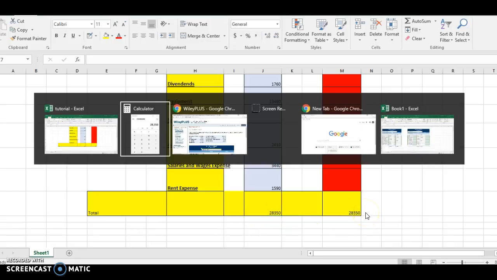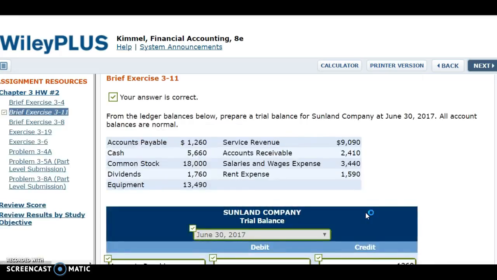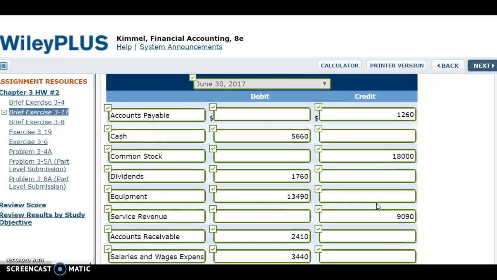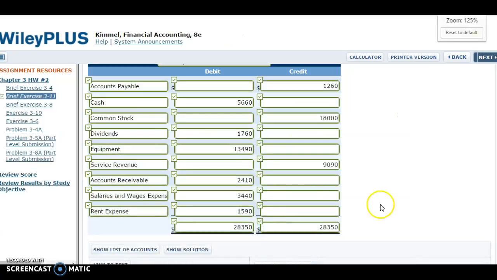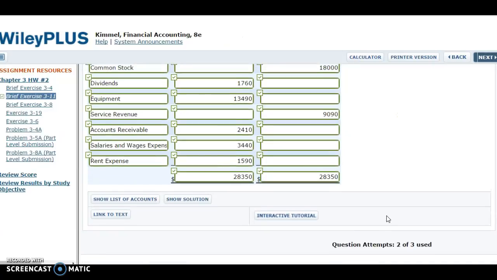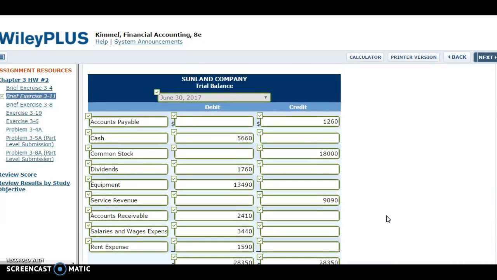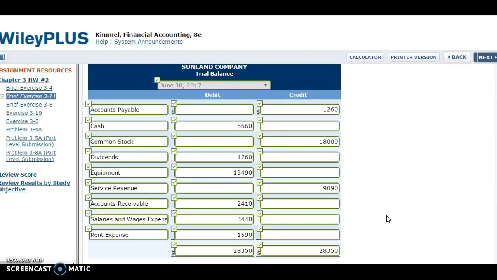And I guess by seeing that they equal each other out, we're supposed to see if there's any problems, like if we input something wrong or there were some other problems, that we forgot something or we double input something.